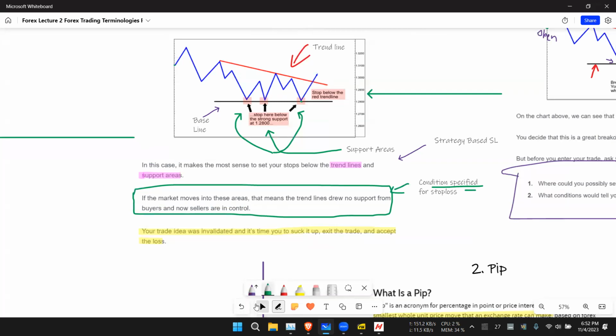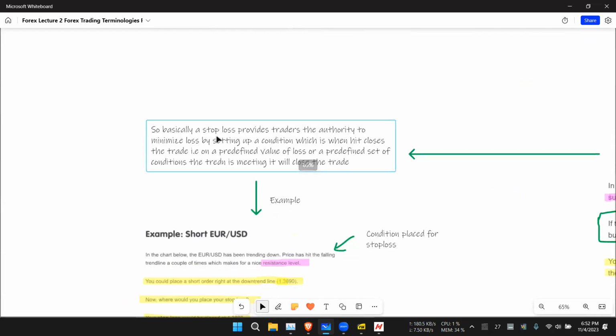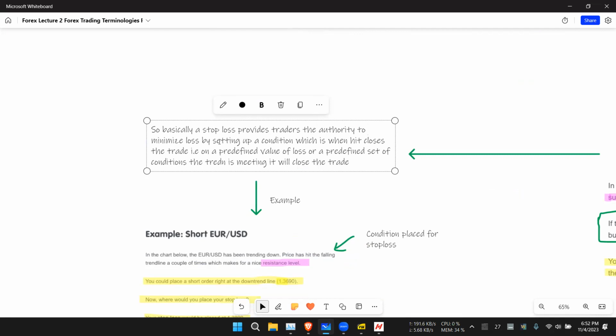So basically, a stop loss provides traders the authority to minimize loss by setting up a condition which, when hit, closes the trade. That means on a predefined value of a loss, or a predefined set of conditions the trend is meeting, it will close the trade.